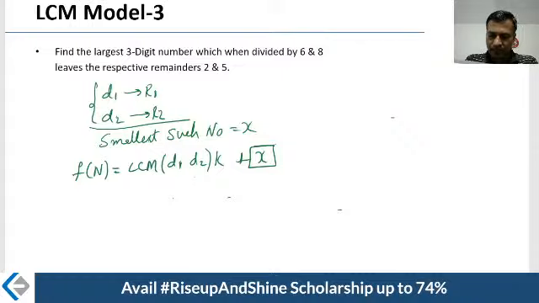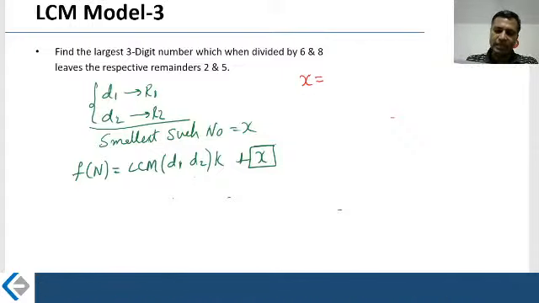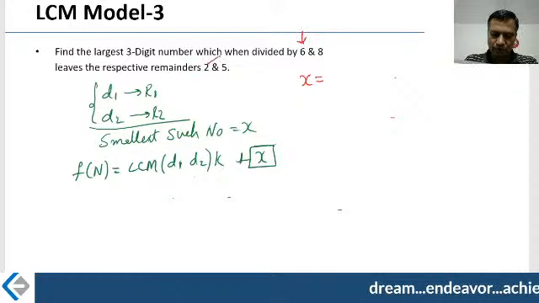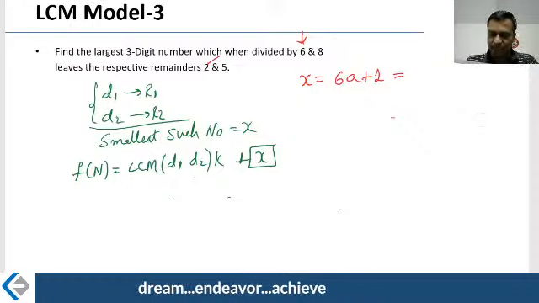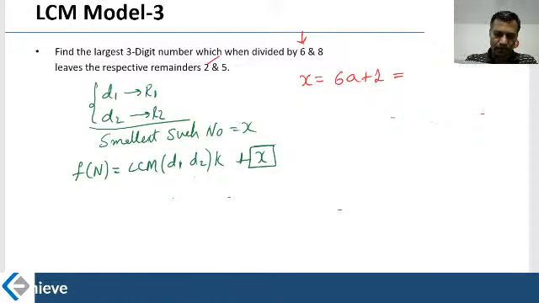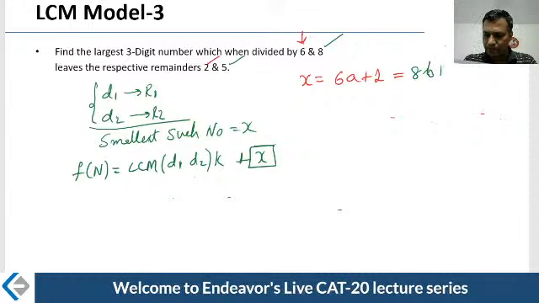How can the smallest such number X be written? It can be written in 2 ways. When divided by 6, 2 is the remainder, so X is nothing but 6A plus 2, where A is the quotient. The same X can also be written from the other divisor as 8 times the quotient plus 5. Therefore this can also be written as 8B plus 5.